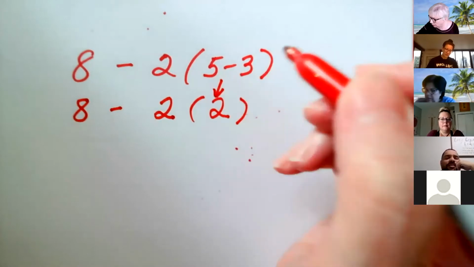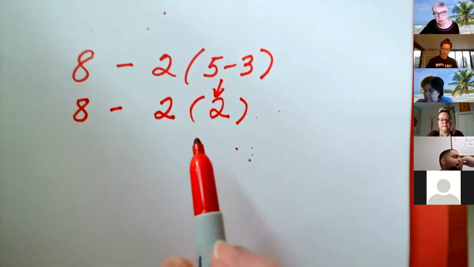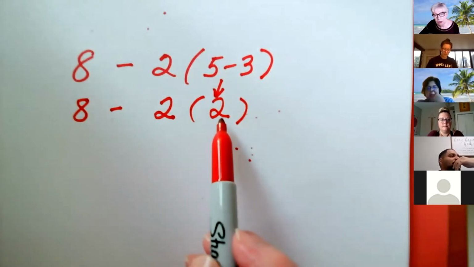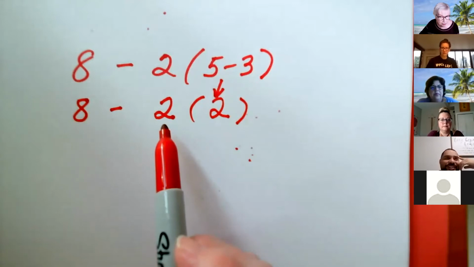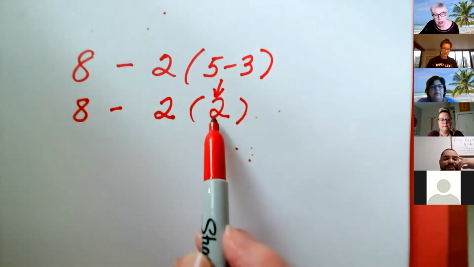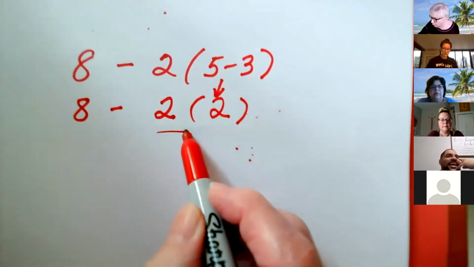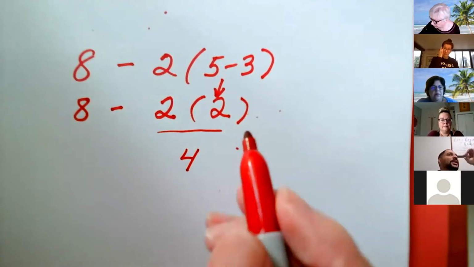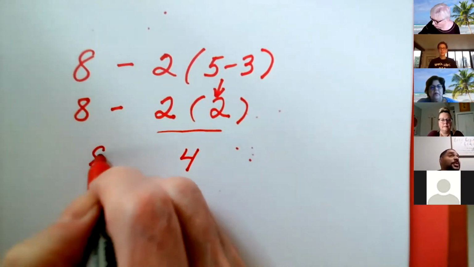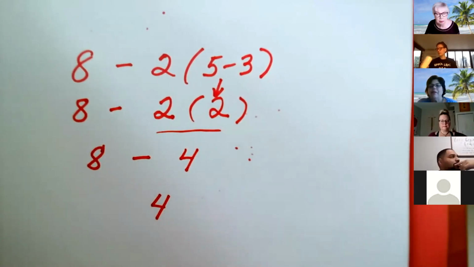All I did really was bring this down. I copied the parentheses because I didn't want to lose sight of the fact that this and this are multiplied. So multiplication is higher priority than subtraction, so I'm forced to do this next. 2 times 2 is 4. Now I have 8, and then I have subtract 4. When there's only one step, you just do the one step and call it good.